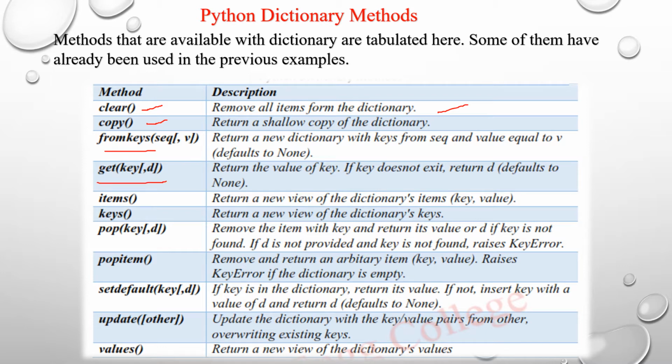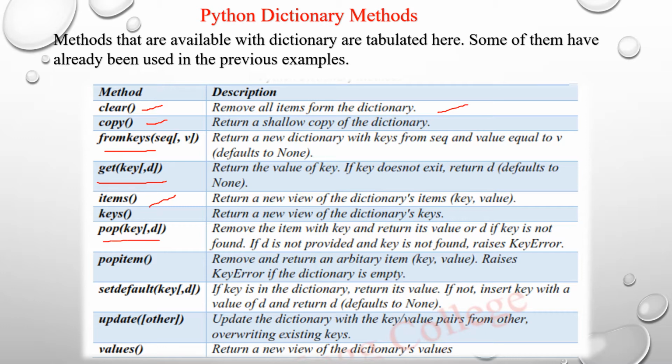The next dictionary method is get. The get function returns the value of the key, and if the key does not exist it returns the d value, which defaults to None. The next method is items. It returns a new view of the dictionary items, keys and values.